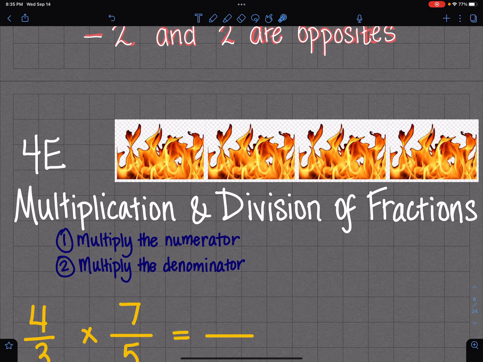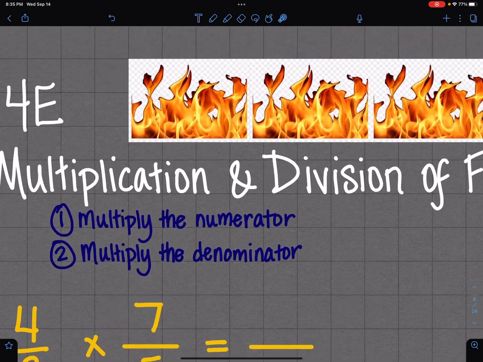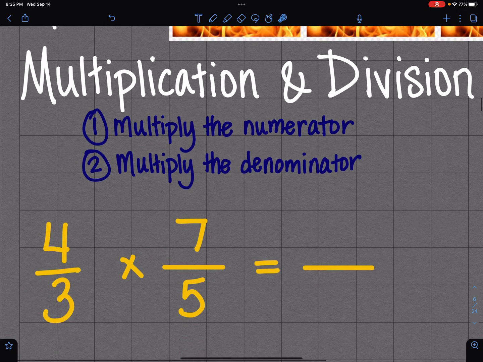Let's go over multiplying and dividing fractions. You've done this before, but just a quick review. When you are multiplying fractions, it's super easy. There's only 2 steps involved. Step number 1 is you multiply the numerators. Step number 2 is you multiply the denominators. If you're following along, I'm on page 17, partway through the page. So let's just go through and do this problem.